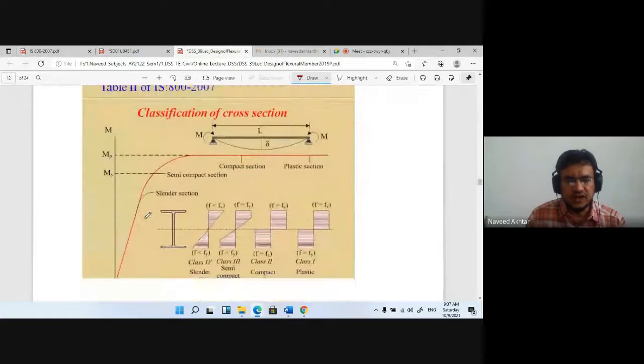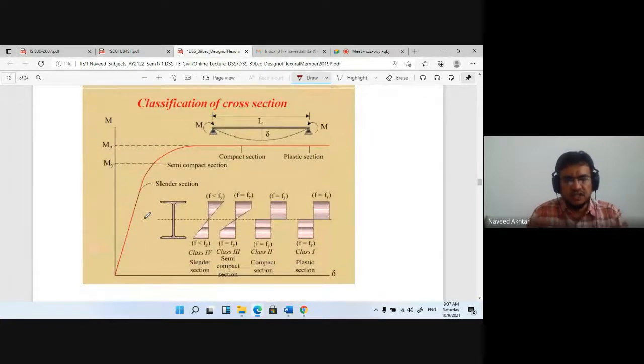Okay, you can understand here it is defined with respect to the moment capacity and with respect to the yield stress and stress of the section. If F is equal to Fy, it may be something wrong, I think so. If F is equal to Fu, I think so. Okay, then class 1 plastic full section capacity is reached.